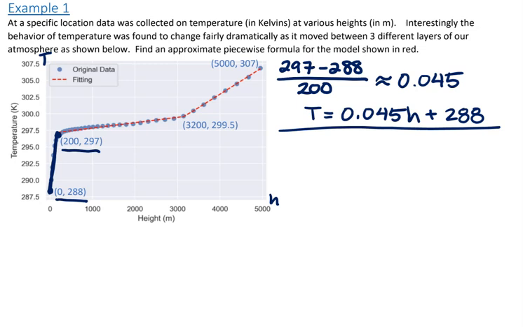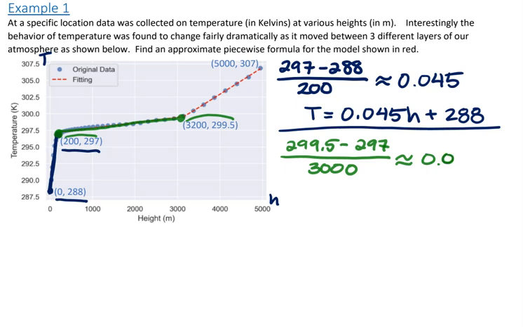Piece number 2, that's going to be the shallowest piece in the middle. So now we'll use the points (200, 297) and (3,200, 299.5). So again, we'll want to calculate a slope. So I'll do 299.5 minus 297 all over 3,200 minus 200, so just 3,000. And this one, I got a smaller number, 0.00083.